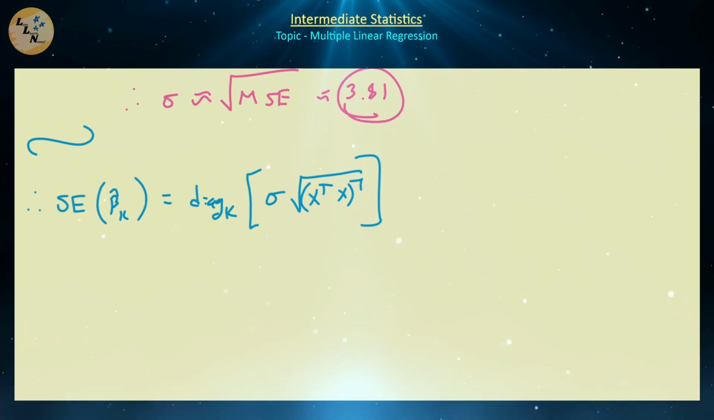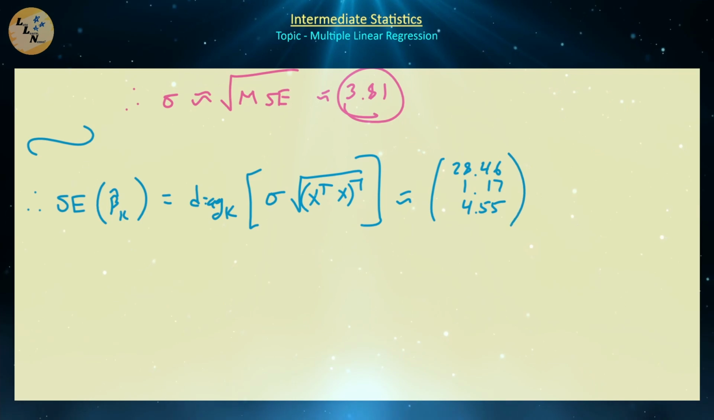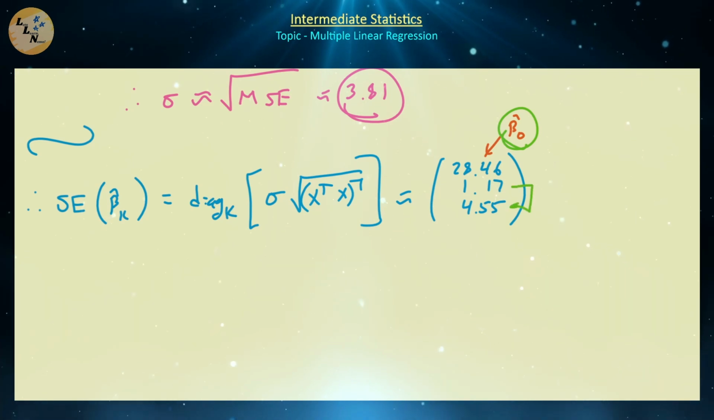And one can show that the diagonal elements of that 3 by 3 matrix are approximately equal to 28.46, 1.17, and 4.55. Keep in mind the first is associated to beta hat 0, and the next is beta hat 1 and beta hat 2. As usual, we see that beta hat 0 is relatively big, but that's not usually the concern we have. This beta hat 0 is just absorbing the variation of other variables that we are not taking into account for our particular model, but this 1.17 and this 4.55 definitely is what we need to focus on.